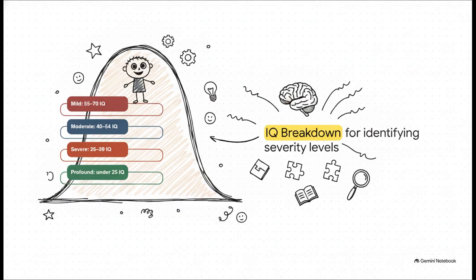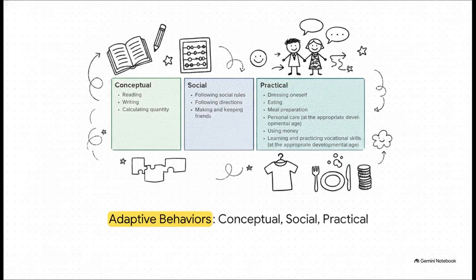Knowing these specific levels is a total game changer for educators because it tells them exactly what kind of tailored, individualized support a student is going to need to actually succeed. But remember that second requirement, the adaptive behaviors? These are basically the real-world skills we all need to survive and thrive. They fall into 3 main buckets.